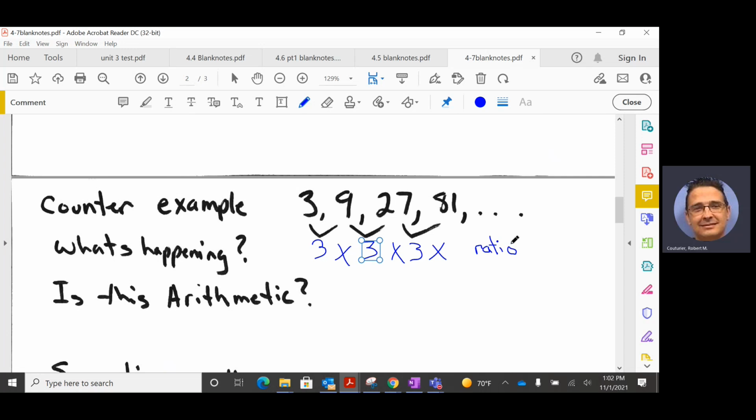That is not what we're looking for. What we're looking for in this chapter is to try to identify common differences, that is, arithmetic. Is this arithmetic? No, it is not. It is a ratio. It has nothing to do with what we are looking for. There is a pattern, but it's not the one we're looking for.